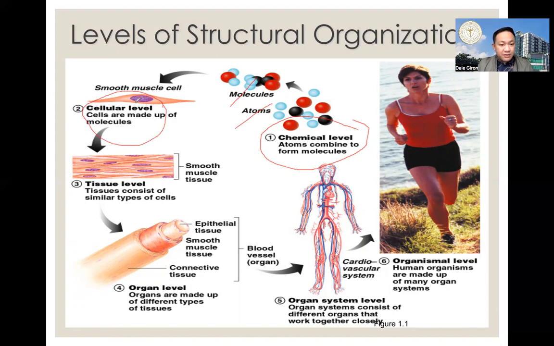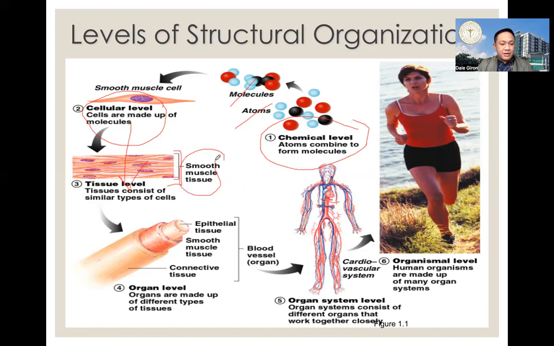So this is an example of a cell. It's a smooth muscle cell. After which, from the cellular level, it will go to the tissue level. And when we say tissue level, the tissue now consists of similar types of cells. So this one is a smooth muscle tissue. Why? Because it is composed of similar types of cells, more than one cell but of a similar type. So this is now called your smooth muscle tissue.